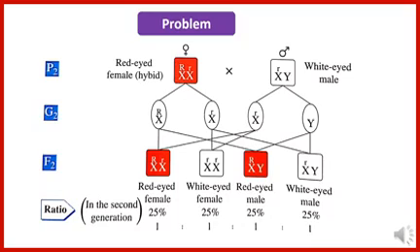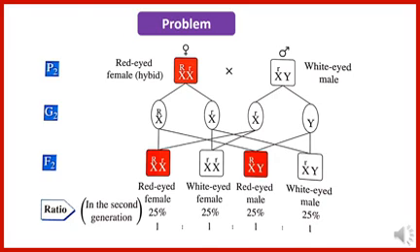In the second generation, we will have a female hybrid XX with R capital, r small, crossed with a white-eyed male XY, and the X carries r small. When they make the gametes, we will have two kinds of gametes in the female, X with R capital and X with r small. In the male, we will have also two kinds of gametes, X with r small and the Y gamete. When we make the crossing, this will be our result.